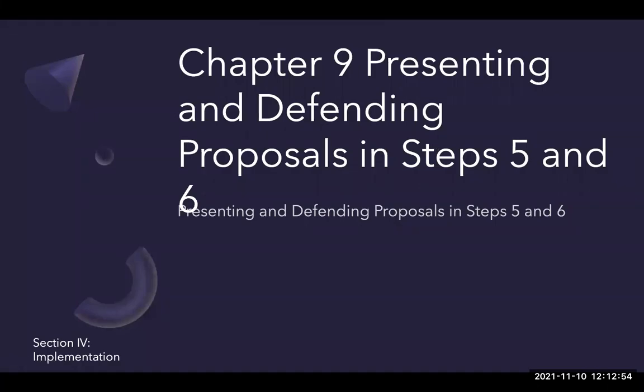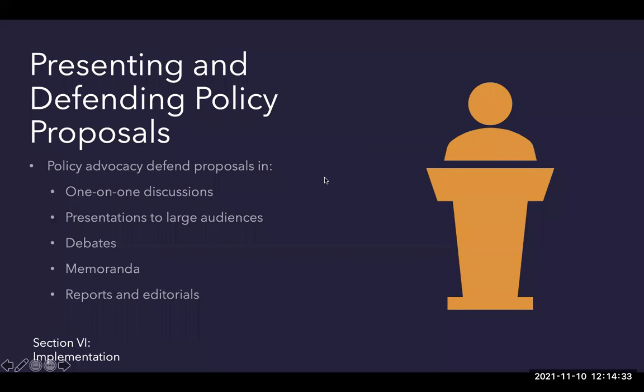Chapter 9 focuses primarily on different strategies to present and defend proposals, and you can use this information for section 6 of your paper, which is the implementation stage. Policy advocates write proposals and convince others to accept them, and they can defend proposals through one-on-one discussions, presentations to large audiences, debates, memoranda, or reports and editorials.